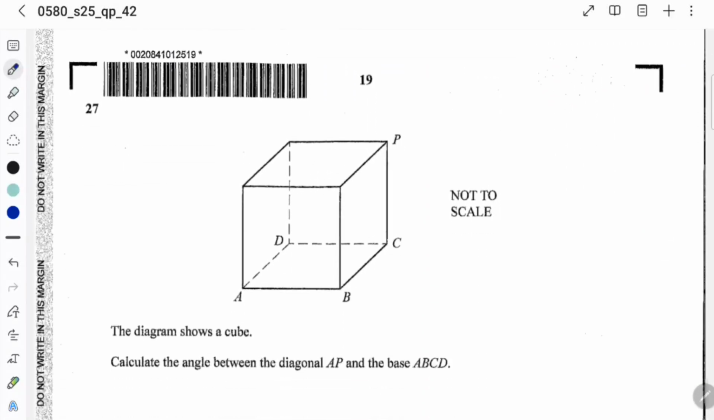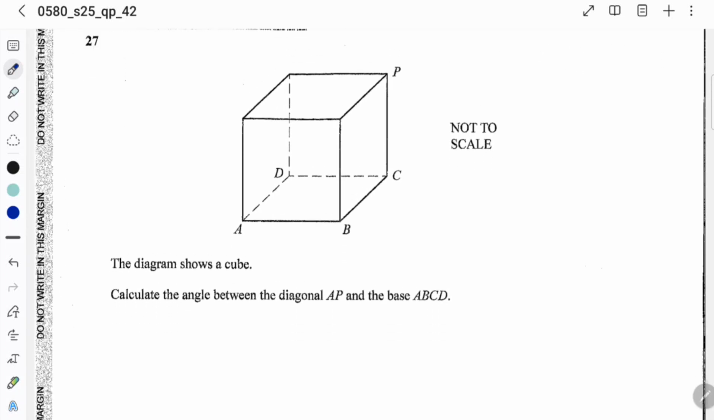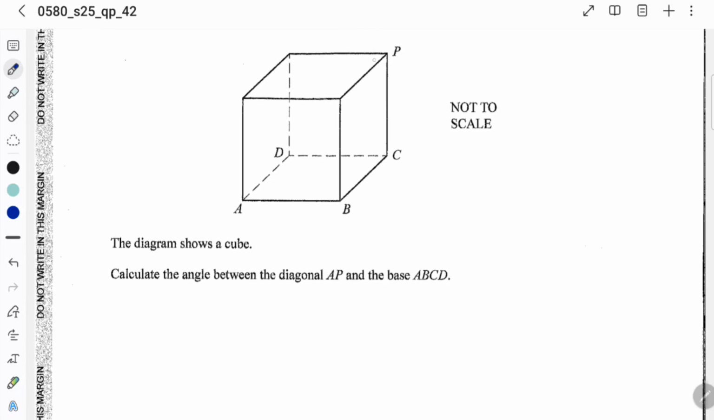Alright, the last question of this paper. The diagram shows a cube. Calculate the angle between the diagonal AP and the base ABCD. Alright, so you can see there is no measurement given. We just have to calculate. Okay, the diagonal is AP, and the base ABCD, the angle between them, this one, theta, is required. And we don't have any measurement.